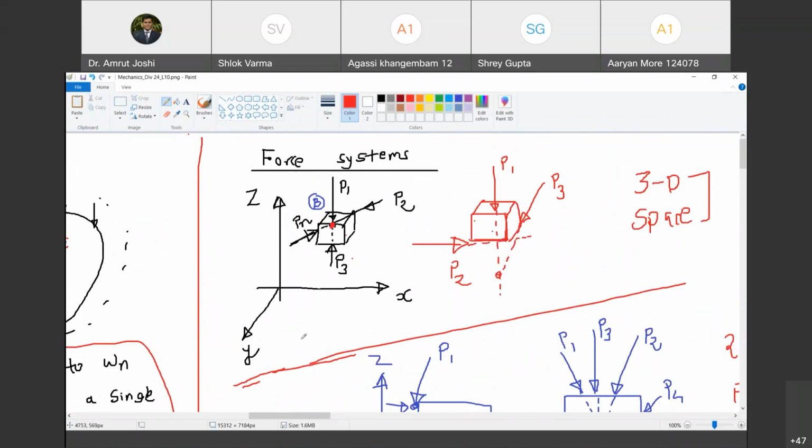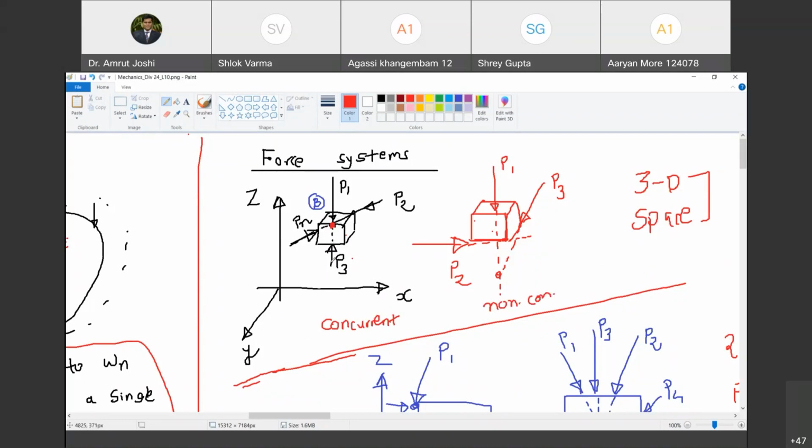So based on that, we categorize this 3D or space force system further. We call the first system as concurrent force system. Are you with me? Yes, sir. And the second one as non-concurrent force system. Happy? Yes, sir. Happy. Okay.